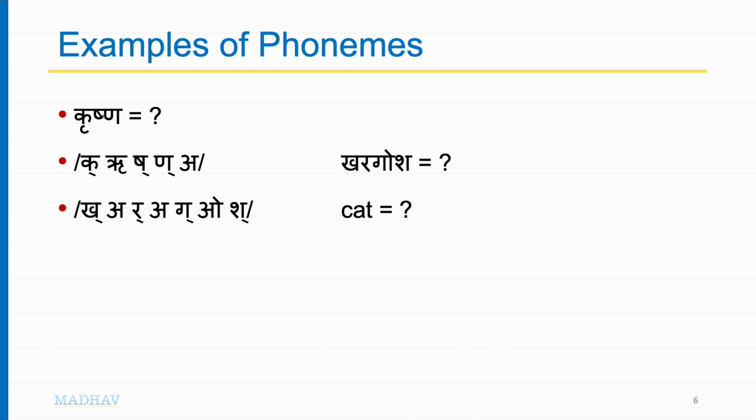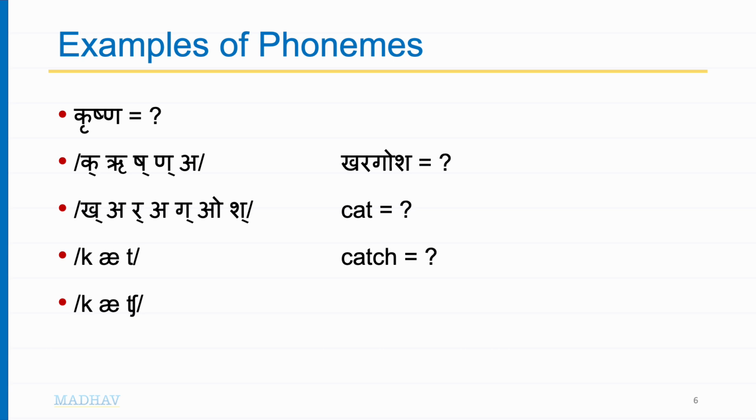So what about cat? How many phonemes are there? K, a, t. Cat. Three phonemes. Catch. How many phonemes? Three, four, five. Raise your hand. How many of you say three? How many of you say four? How many say five? Okay. So it is three. K, a, ch. Catch. Right? K, a, ch.